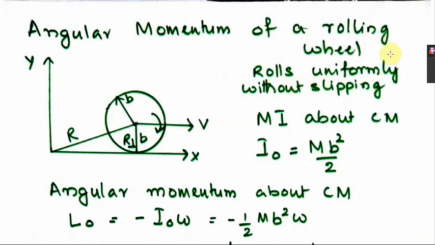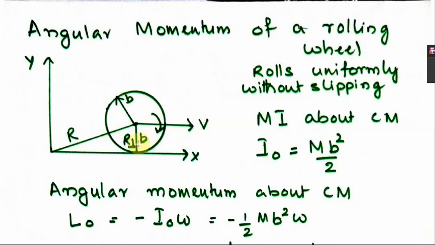Angular momentum of a rolling wheel. This is a wheel that is rolling along the x direction with the velocity v. This is the origin. R is the distance from the origin to the center of mass. This is R perpendicular. B is the radius of the cylinder. The cylinder is assumed to be rolling uniformly without slipping along the x direction it is moving.